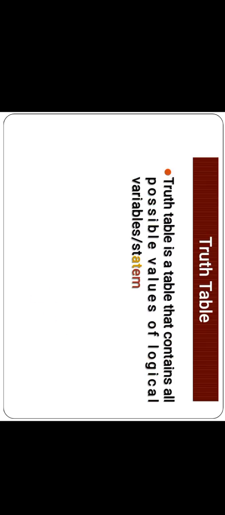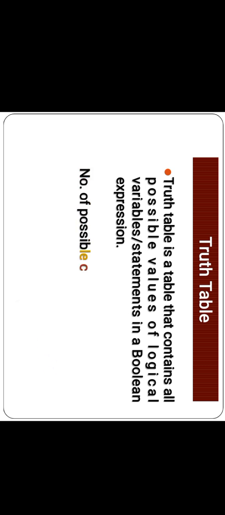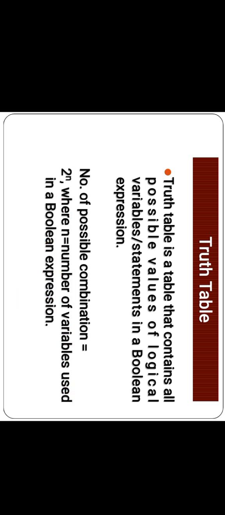Next, we can see the truth table. A truth table is a table that contains all possible values of logical variables or statements in a Boolean expression. The number of possible combinations is equal to 2 power n, where n is the number of variables used in a Boolean expression.